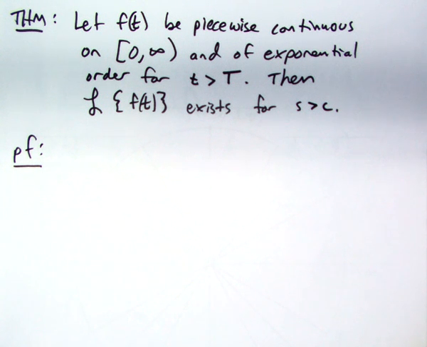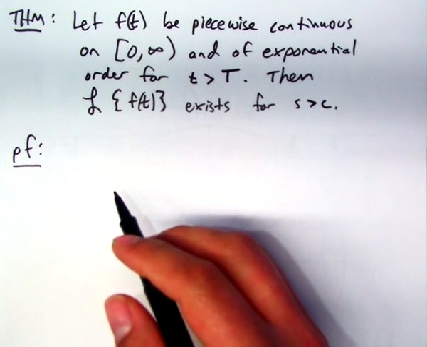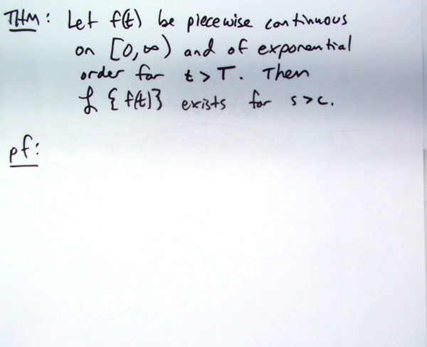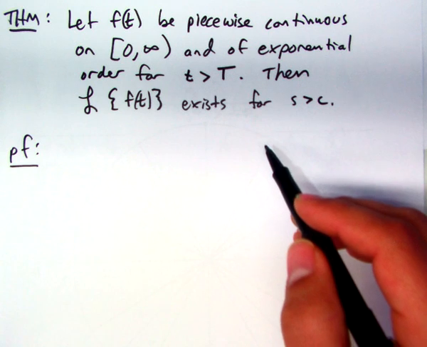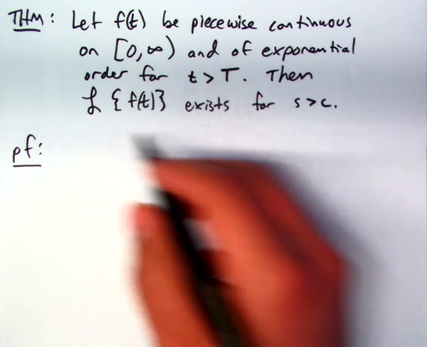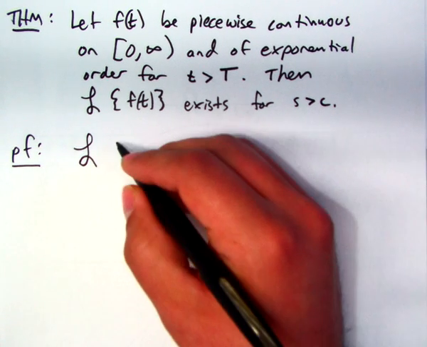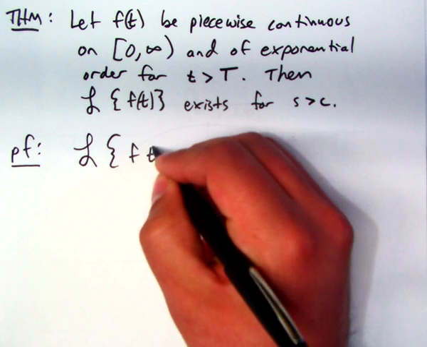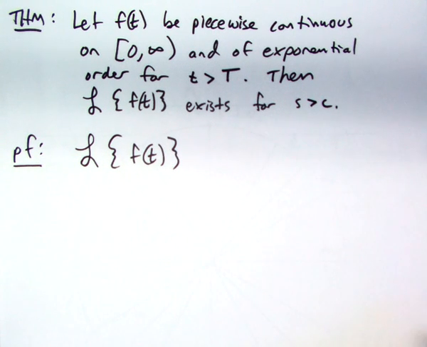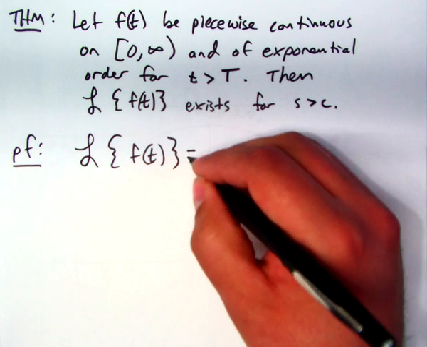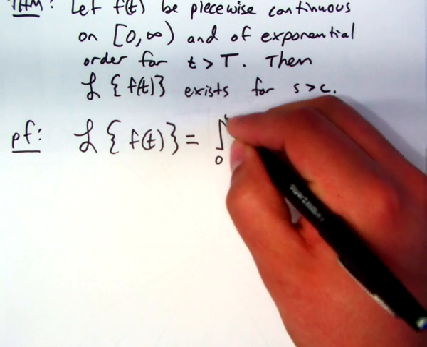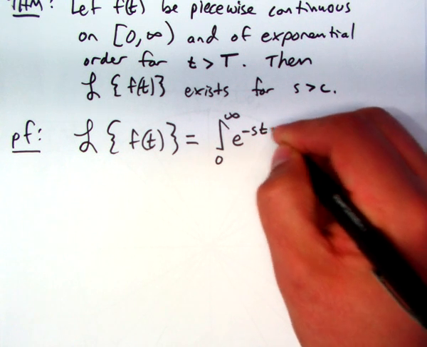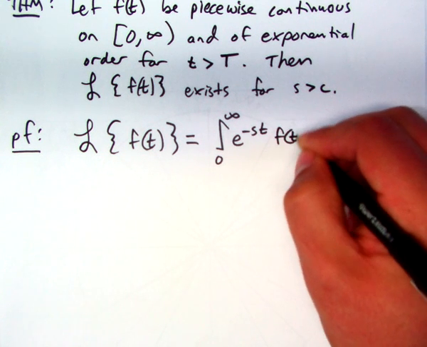Right, so this shouldn't be too bad to get through. If we are to prove that these two conditions are good enough, then we'll just start with what the definition for the Laplace transform is, and see if from there we can arrive at what we need to have. So the definition for the Laplace transform is the improper integral from 0 to infinity of e to the minus st f of t dt.